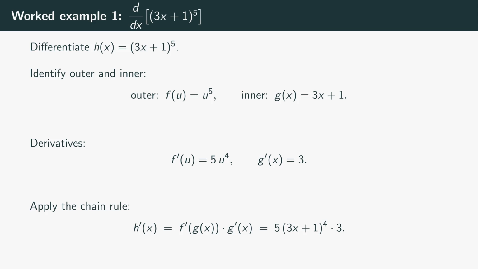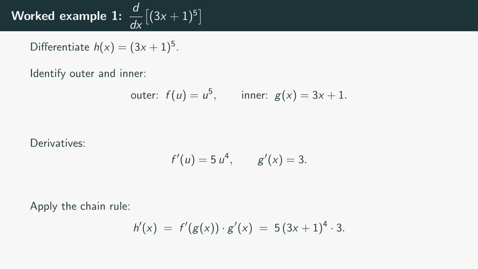First worked example, the one we opened the episode with. Differentiate the quantity 3x plus 1 raised to the fifth. Identify the outer and inner functions. The outer is raised to the fifth, call that f of u equals u to the fifth. The inner is 3x plus 1, call that g of x. Compute both derivatives. The outer derivative, f prime of u, is 5u to the fourth by the power rule. The inner derivative, g prime of x, is 3, because the derivative of 3x plus 1 is 3.